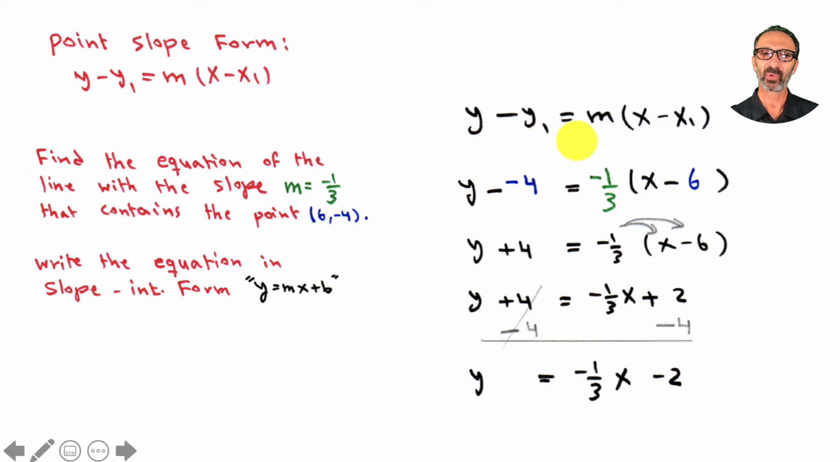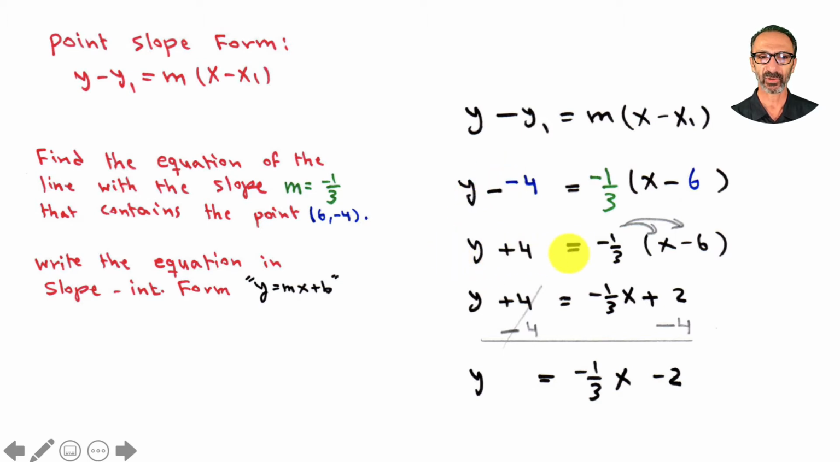We have y minus y1 equals m times (x minus x1). For the slope, I'm going to write -1/3, since I was given the slope. Instead of x1, I'm going to write 6. Instead of y1, I'm going to write -4. Just be careful with the -4, and I have subtract before. Now this simplifies to +4.